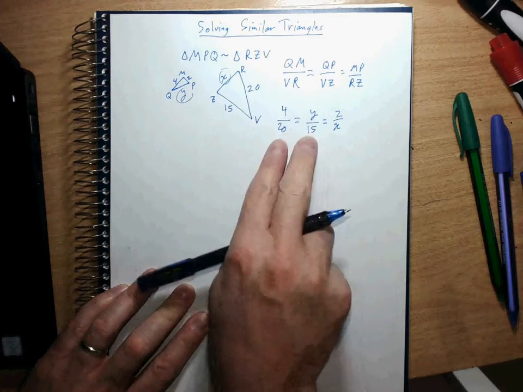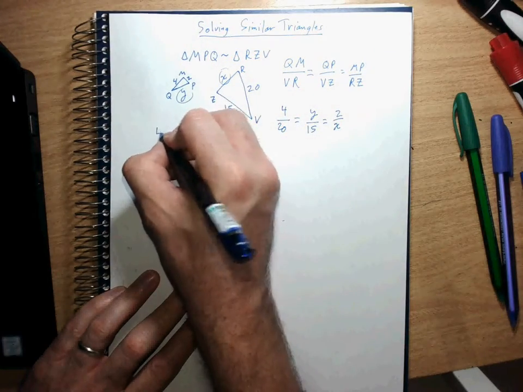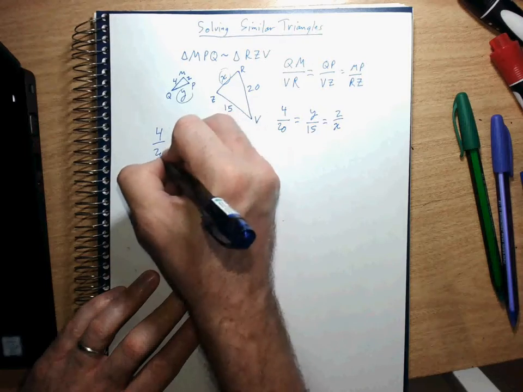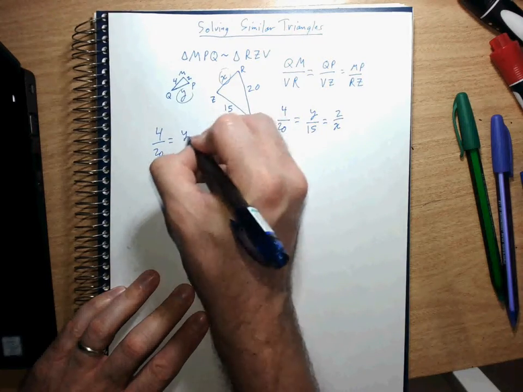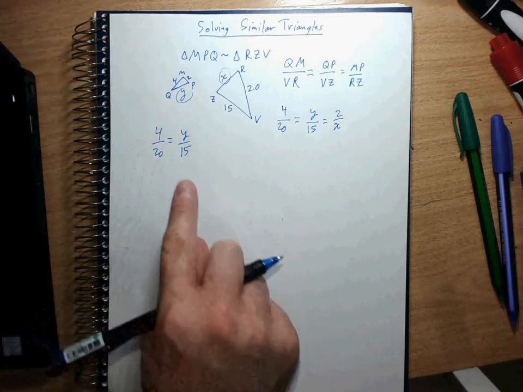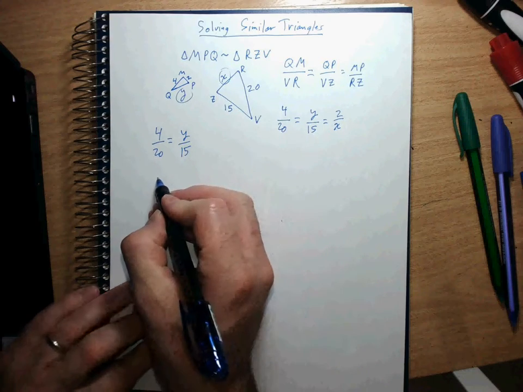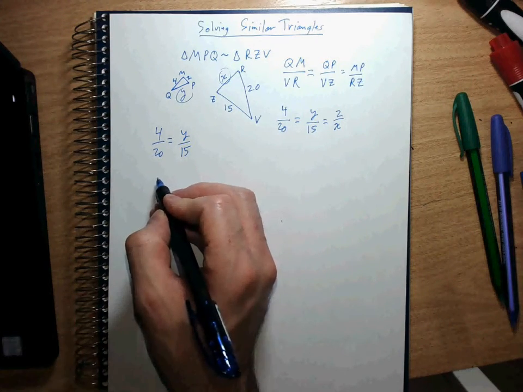I'm going to solve the first one over here, the one with y in it. I'm going to say, okay, well, 4 over 20 is y over 15. Now, if you're not sure how to solve this, I'll have a link in the description to the video I just made about how to solve proportions. But I'm going to use this technique right now.